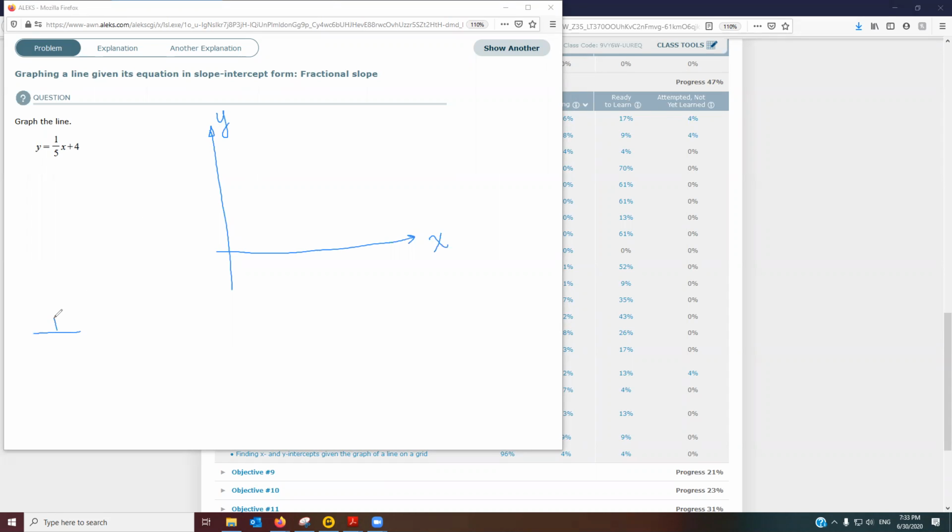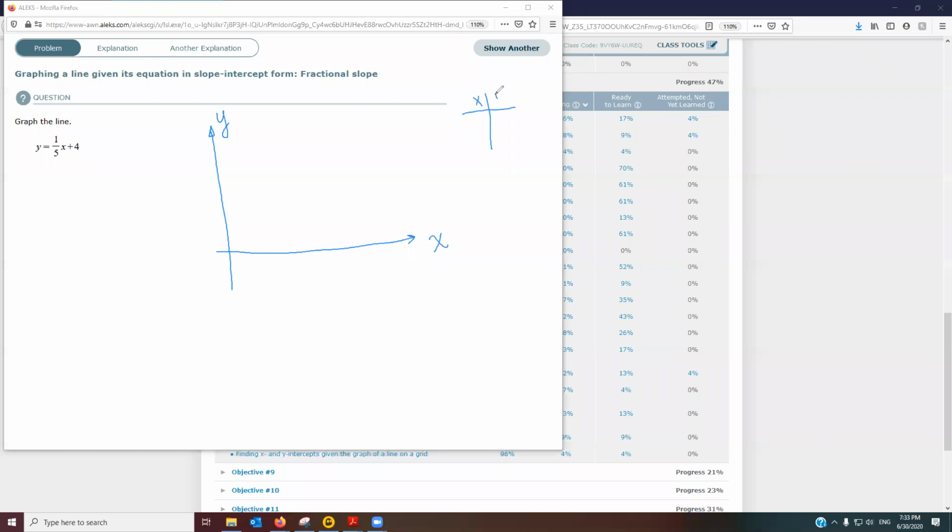You could make up your own XY table. And I could pick different values of X at random, plug them into the equation and solve for Y, and that would give me XY points I could plot on the graph. There's another way I could do it. I could graph this using a method called the slope-intercept form. Let's do it both ways. First, I'll do it using an XY table.